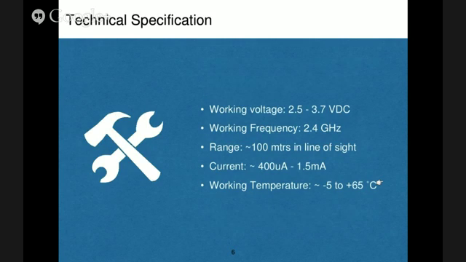As I said, beacon specifications are given in the Bluetooth 4.0 stack, but a lot of people have started manufacturing their own beacons with several different specifications. I have listed down the generalized technical specifications you will see in each and every beacon hardware in the market. The general working voltage range for the beacon is normally 2.5 to 3.7 volt DC. The working frequency is obviously 2.4 gigahertz. The range you will get with the beacon or Bluetooth 4.0 would be a typical Bluetooth range, that is 100 meters in line of sight.